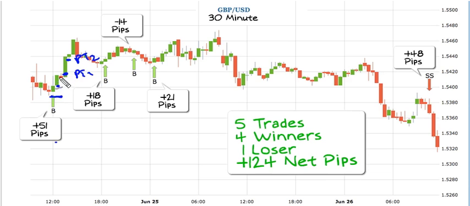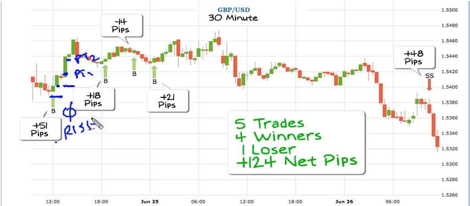So when we hit a critical amount of movement in favor of the trade, you're going to move this stop from here all the way up to break even. That zeroes out the risk in the trade. Zero risk at that point.